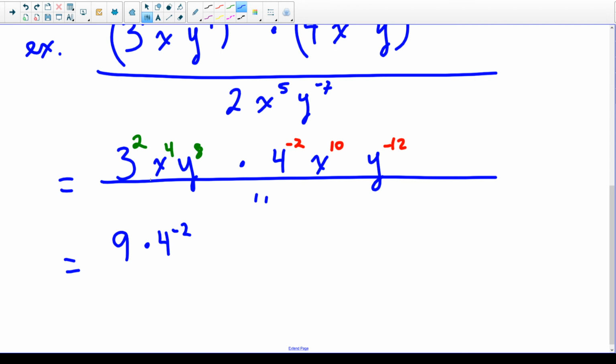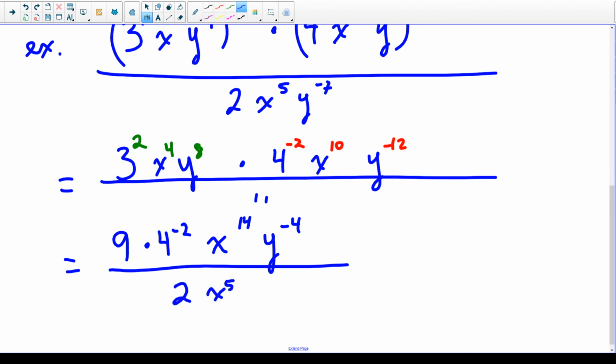Some of you already know what's going to happen to it, but I'm just going to place it next to that 9 for now. X to the 4 wants to join with x to the 10. How many x's do I have in total? I have 14 of them. Y to the 8 wants to join with y to the negative 12. Now, this is one of those cases where I have to use the trick. I have to add 8 plus negative 12, which is negative 4, right? I think I did that right. Now, I'm going to put in the 2x to the 5, y to the negative 7, because I'm going to be using it next.